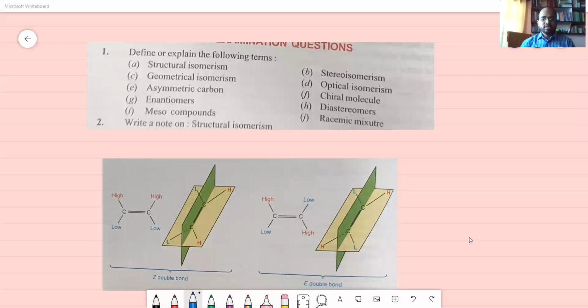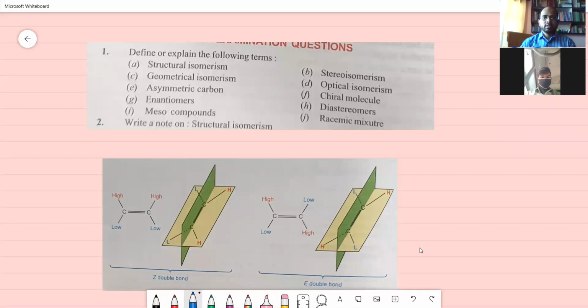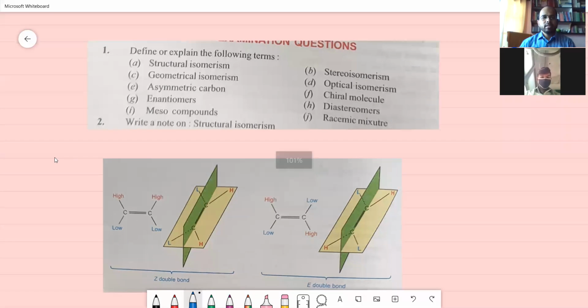Here are some examples pertaining to geometrical isomerism. But before that, I'll just try to again explain what the geometrical example means in terms of the priority rules. Okay, right here. So here we are. Now there are some important questions such as the above given there.